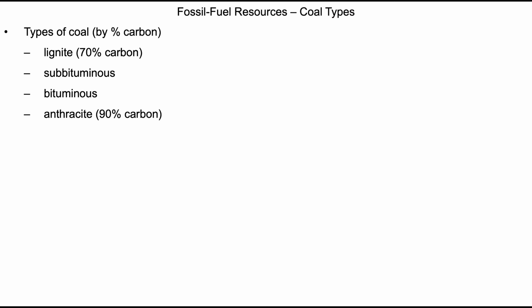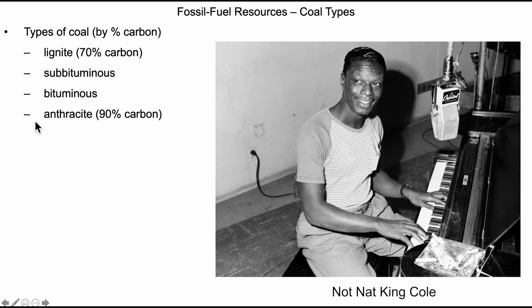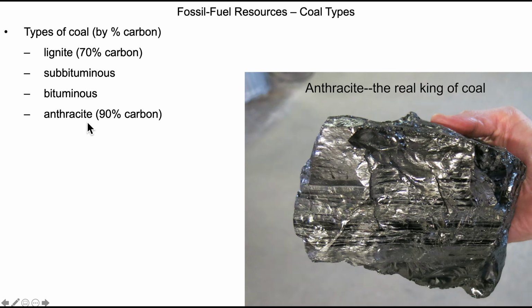We have enough coal to last hundreds of years. Hopefully we won't have to use it. Lignite is about 70% carbon, so it's the light brown, cheap, easy to get at coal, very common. Subbituminous, higher energy content, less common. Bituminous, even higher energy content, even less common. And then we have the king of coal, anthracite, 90% carbon. It's had all the juices baked out of it, so we don't have to burn the volatiles. You don't expend energy on that. It's pure, hard, dark, shiny black stuff, 90% carbon.